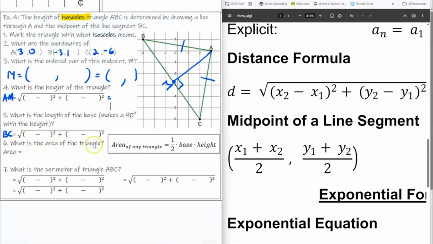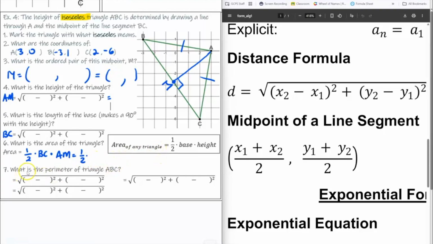All right, what is the area of a triangle? The area of any triangle is 1/2 times the base times the height. So the area of this triangle is going to be 1/2 times the base, which we just said, what was the base? It makes a 90 with the height, which is BC. So this is the base times BC, the height, and the height is this right here, which is AM. So basically, what you're going to do is do 1/2 times, and then whatever answer you got for BC, whatever answer you got for AM, unrounded, and multiply that by 1/2 and simplify it.